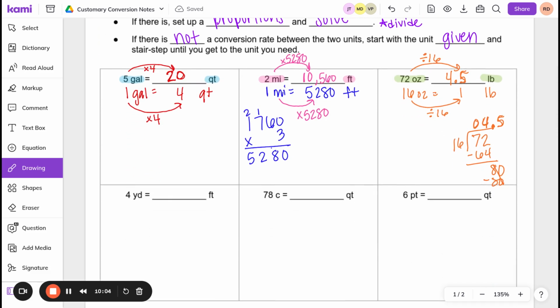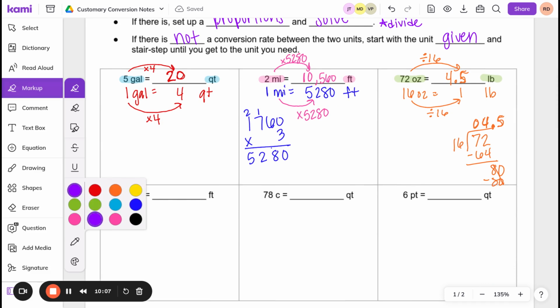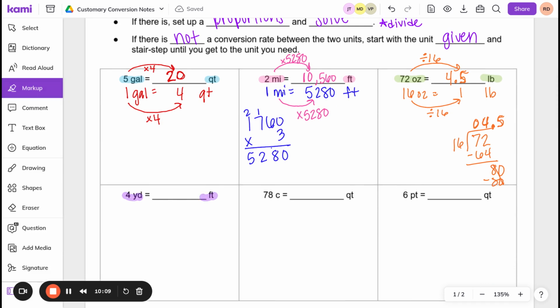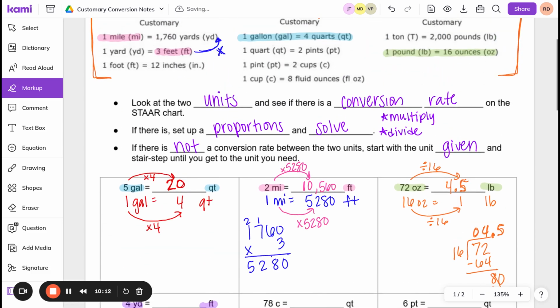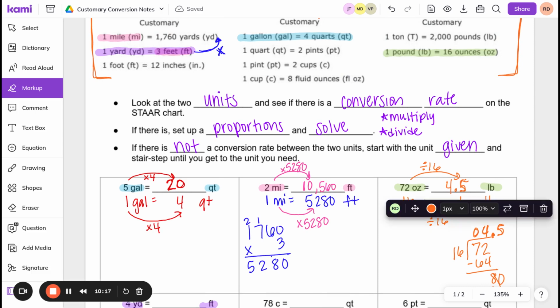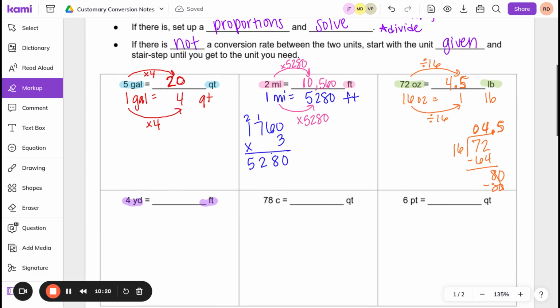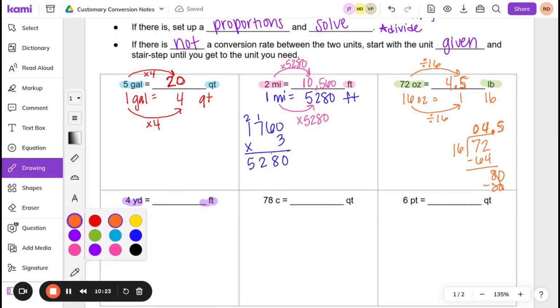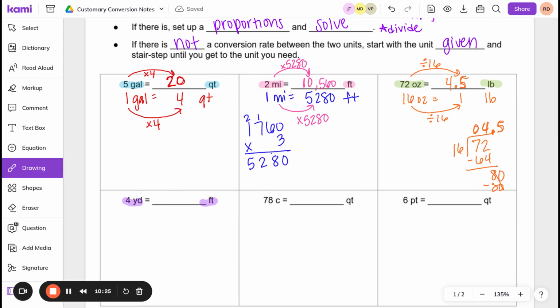Next example. We are turning yards into feet. So up here on our star chart, this relationship is given to us, which means it's a one-step problem. Lining up the words, we have 1 yard equals 3 feet. To turn a 1 into a 3, we're going to multiply by 3. Whatever I do to the bottom, I do to the top. So that's going to make 12 feet.